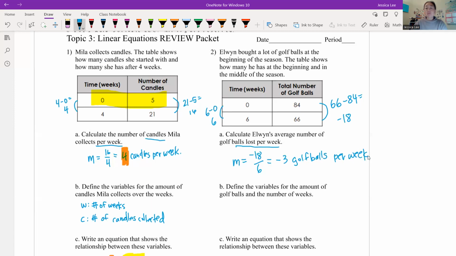Yeah, maybe he's losing them in the trees or in the water. Hopefully not in the water, right? Or he just can't find them, right? So he's losing 3 golf balls per week.